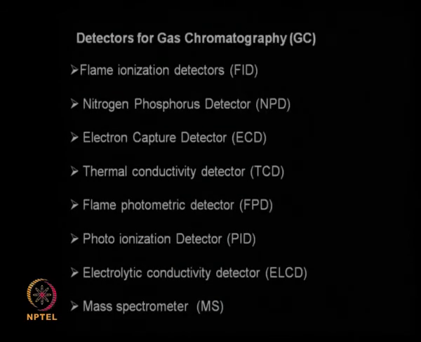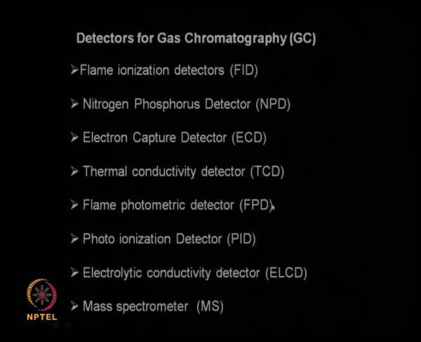If you go to a gas chromatograph, then again you have several other detectors. We have the flame ionization detectors, that is called the FID. We have nitrogen phosphorus detectors. We have electron capture detectors, thermal conductivity detectors. So, if a component flows and it changes or affects the thermal conductivity of your standard or the base material, you will get a response.